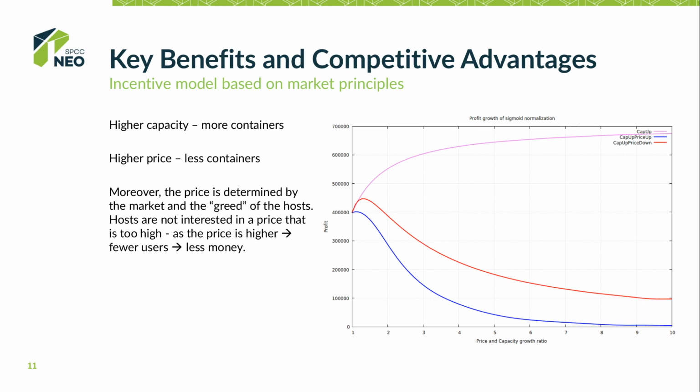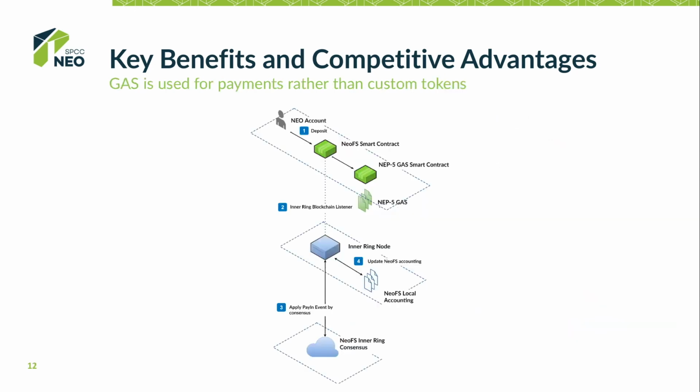As you can see in the example graph of price to capacity change, a node needs to keep its price in the market to get the most profit. This should guarantee a competitive price for data storage in NeoFS. But how does the payment for storage happen?